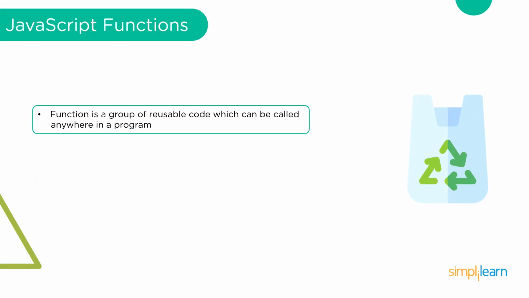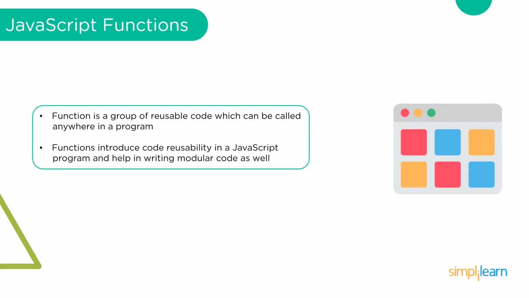Well, when we talk about a JavaScript function, a function is basically a group of reusable code which can be called anywhere in the program. So that means you write a group of logical things together and give it some name, and that name you can call. This is known as a function. Now, typically a function brings reusability into your program and gives a modular approach to your program.